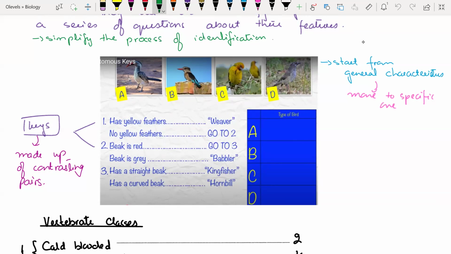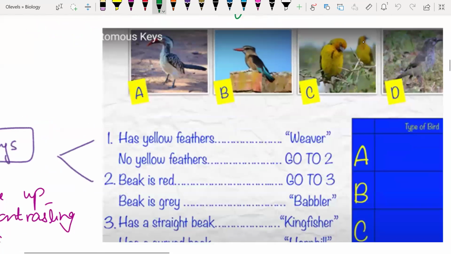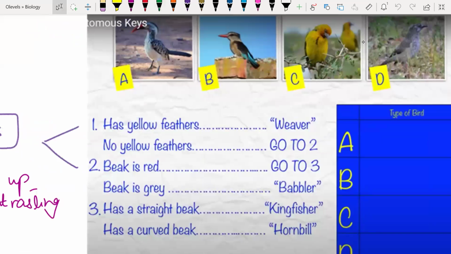First, I have to see whether it has yellow feathers. If it has yellow feathers, then it is a weaver, right? But in this case, let me zoom in. Okay, in this case, you know that it doesn't have yellow feathers, so I will move to which statement? No yellow feathers. Now, no yellow feathers says that you have to move towards key number two, right?